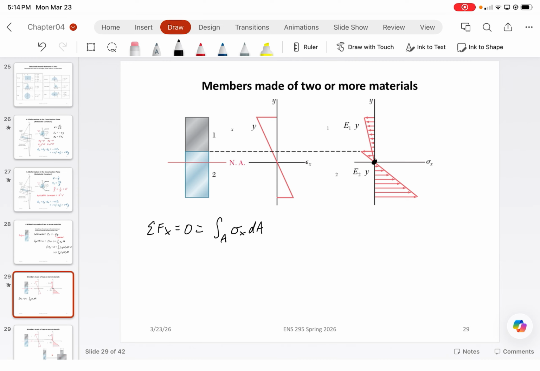Now, how many areas are there? There's two areas specifically where stress is going to develop. All right, so we split this up to just be the integral of A1 of sigma x dA plus the integral of area 2 of sigma x dA. Area 1 and area 2.